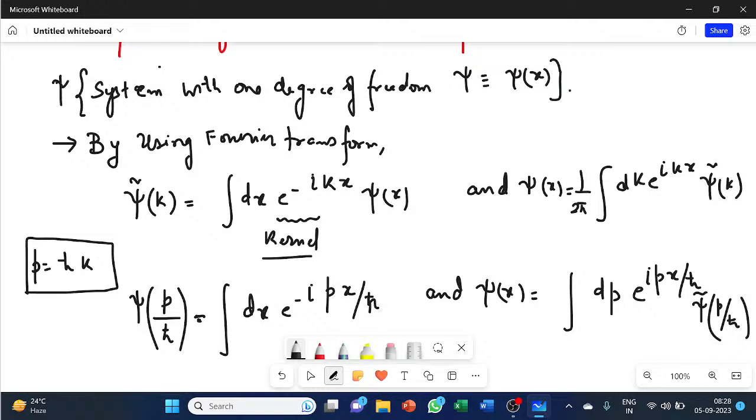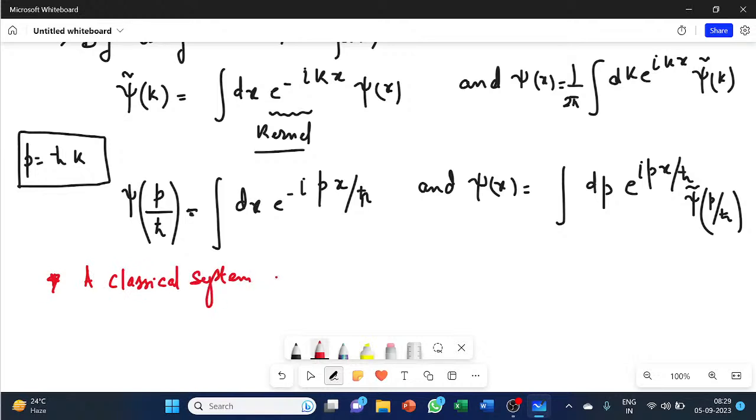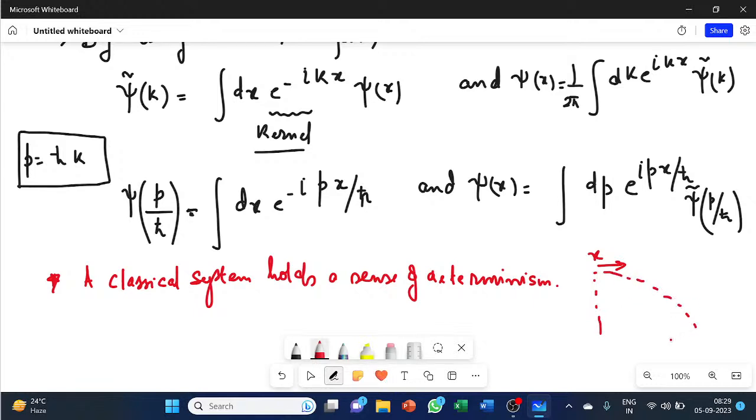Because I can write it as a note also here. Since you know that a classical system holds a sense of determinism in terms of fate. Let's say I have given some initial velocity to my system, and it is under the influence of gravity, so obviously it is going to follow a parabolic trajectory.